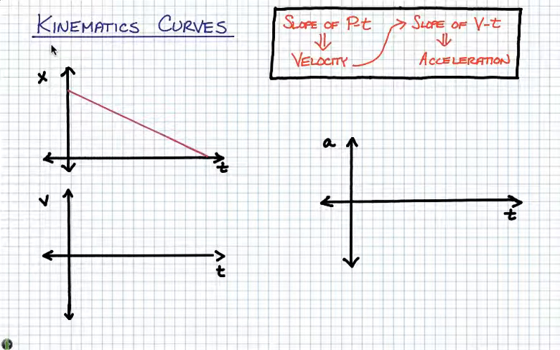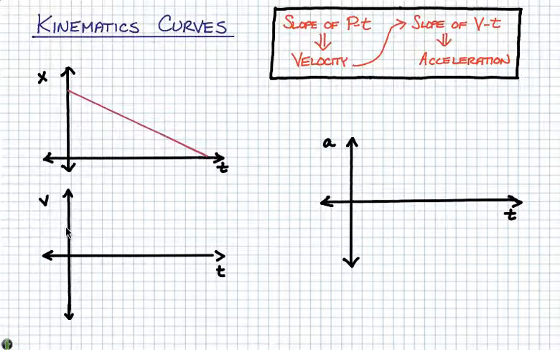They're not the easiest thing in the world. So if you have a little difficulty with them, it's not a problem. You just really need to remember that the slope of a position time graph will give you the object's velocity, and the slope of a velocity time graph will give you the object's acceleration. So to take a look at an example, let's take a look at this given position time graph.